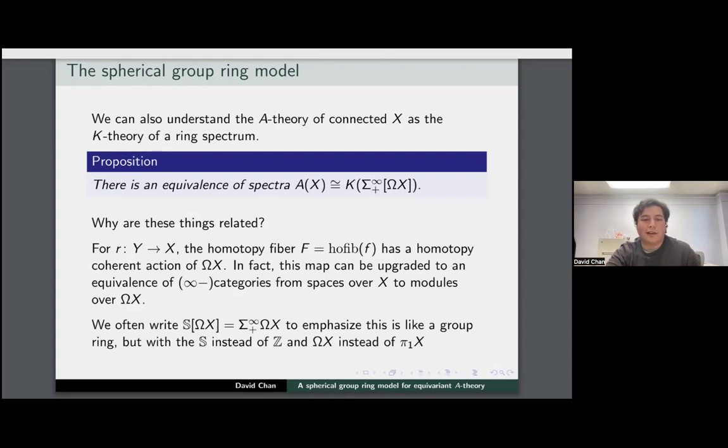Okay. And the only other thing to say on this slide, which is the slide on the spherical group ring model: what do I mean by spherical group ring? I mean this suspension loops X. And sometimes you denote it by boldface S adjoin loops X. You're supposed to imagine that this is like the ordinary group ring Z pi 1X, except you've made it more topological in two different ways. The first is that you replace the integers with the sphere spectrum. And the second is that you replace pi 1 of X with loops X, the space whose path components are pi 1X. Okay. So whenever I say spherical group ring, this is what I mean. All right.